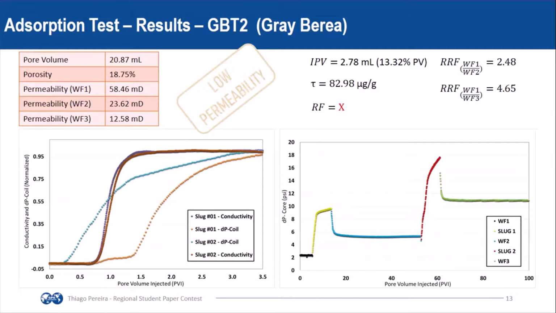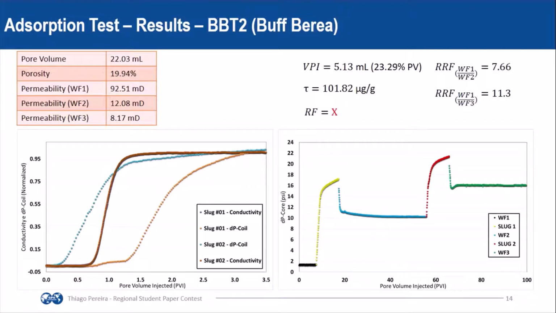These first results are of gray Berea that has a low permeability, and a core sample with this property presented high levels of polymer retention, and it is believed that it was mainly caused by mechanical entrapment. As we can see on the right, there was no pressure stabilization during slugs number 1 and number 2. So that indicates that the polymer molecules were probably being filtered by the narrow pore throats of these low permeability core samples.